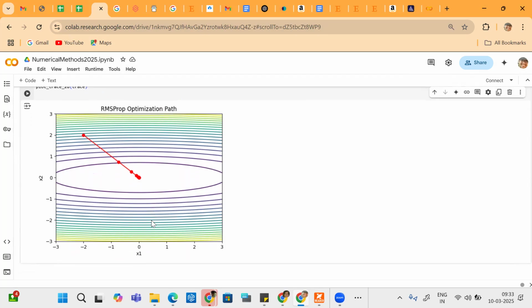But at least to know that Adam optimizer is the one to use, you should know the path by which Adam optimizer was taken into consideration. You can see how nicely it has converged to the optimum. It is very smooth. It started from here, and then it came here.